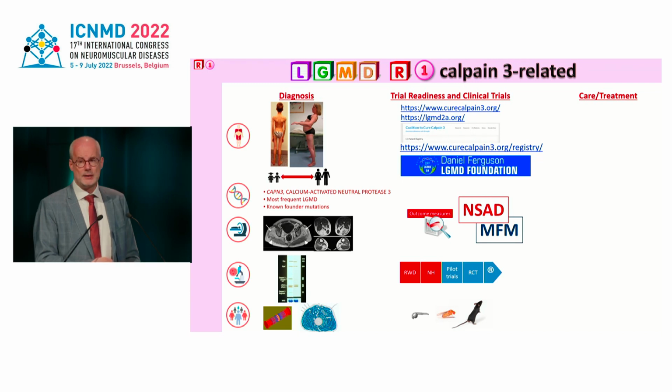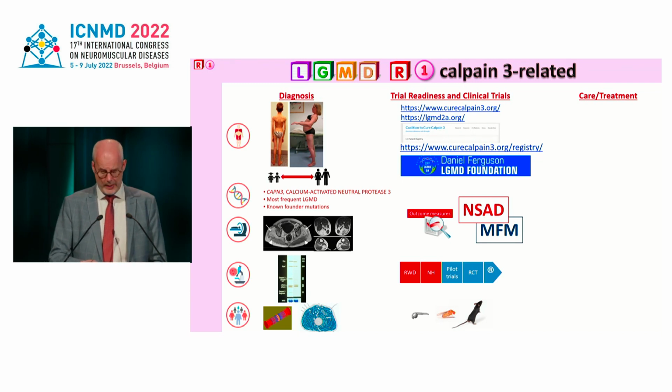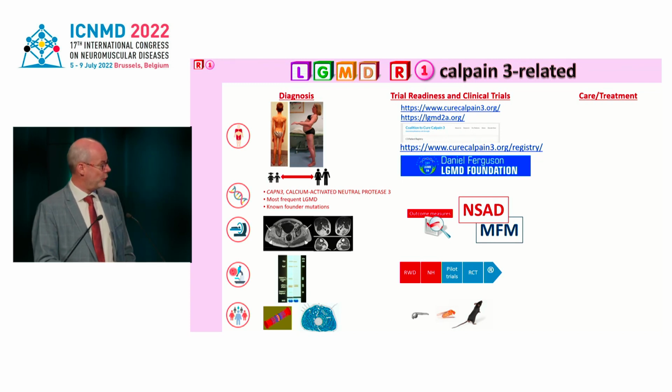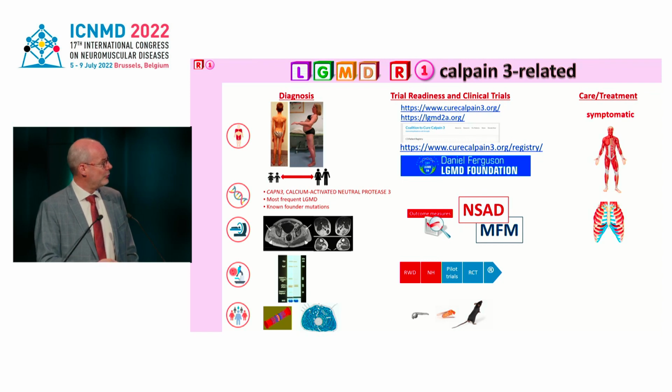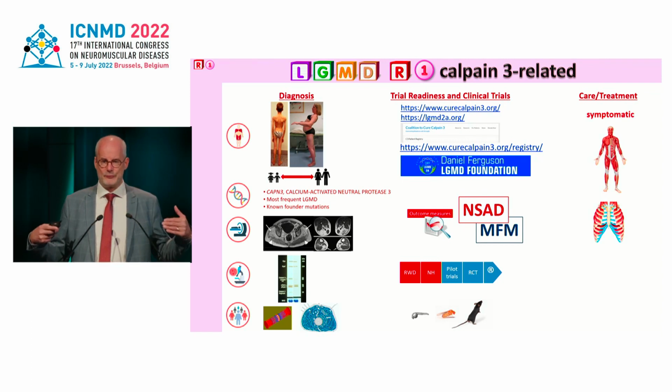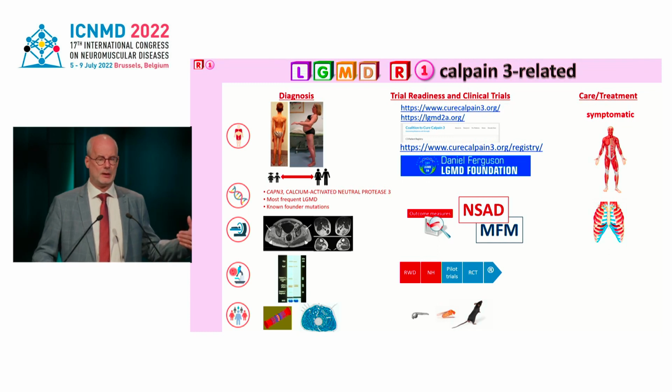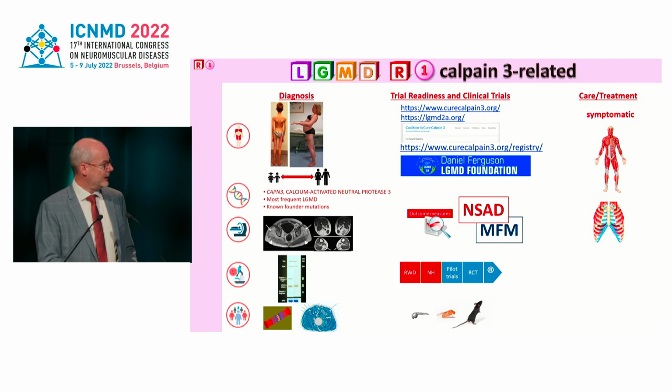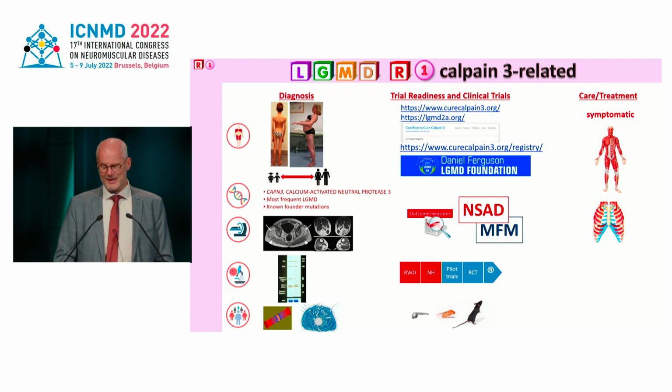And there are currently natural history studies on their way, and fairly soon I would assume also clinical trials. In terms of the involvement of organ systems, you really have skeletal muscle involvement, including respiratory muscles, but no cardiac. There are animal models. Animal models are not that great.